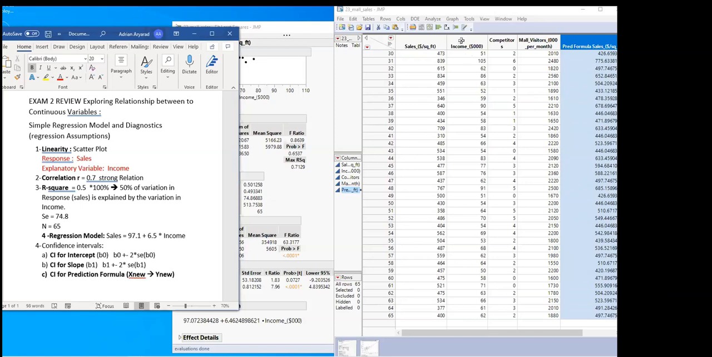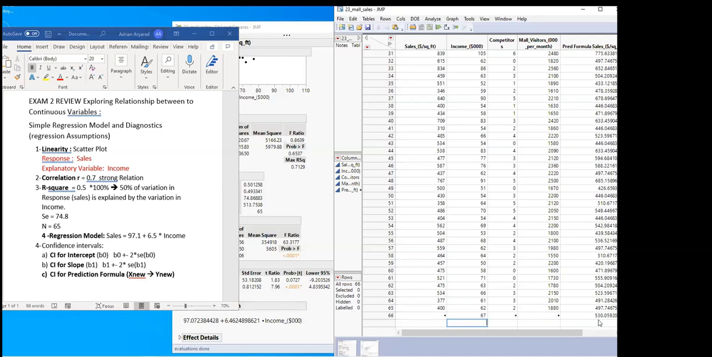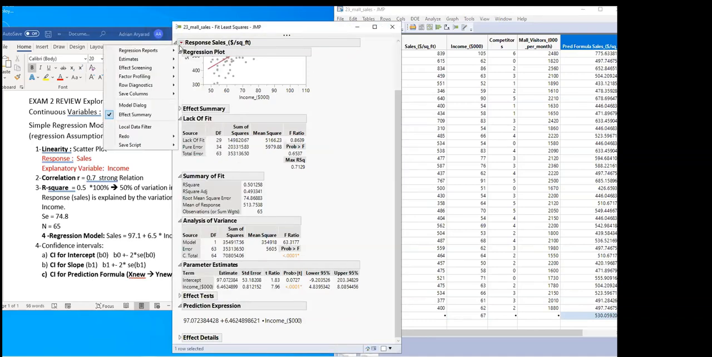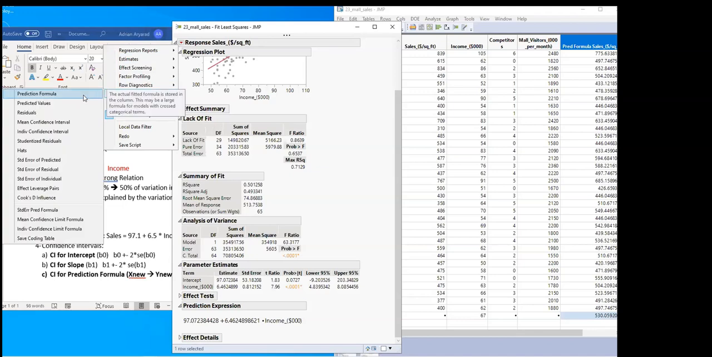So let's say you are given a new value for income, and the question is asking you to find the prediction value. So let's say the question says for 70, we already have. Let's say for 67. If 67 is given down here, I'm typing, I'm adding this number under income because that's my explanatory variable. Press enter and look, 530.05. That is Xnew, and then Ynew using that prediction formula. Where did I get it from? One more time. I went to the red triangle, save columns, and prediction formula, right?